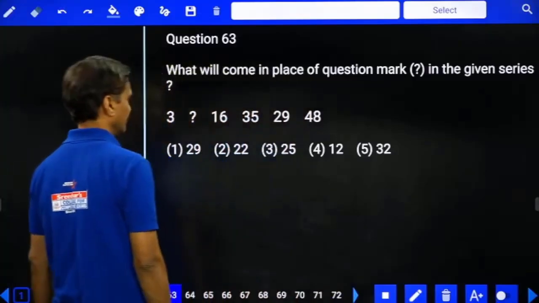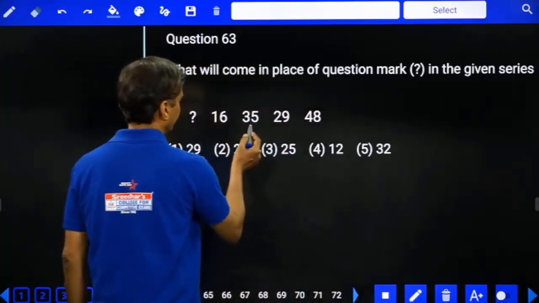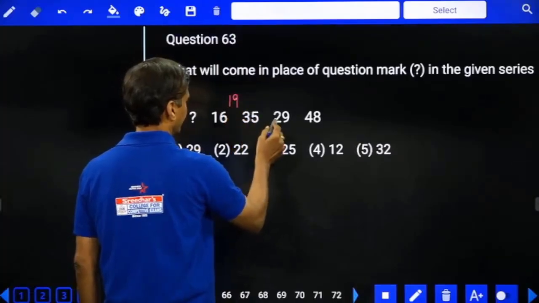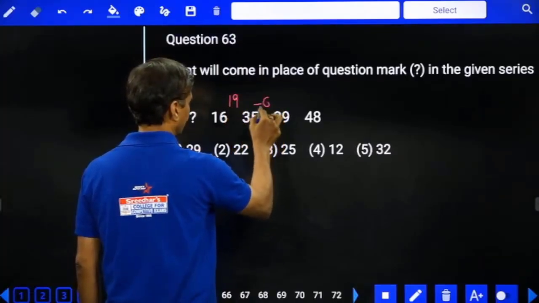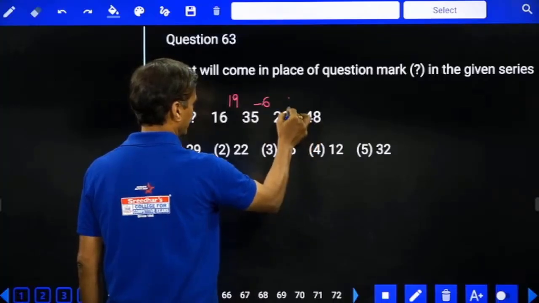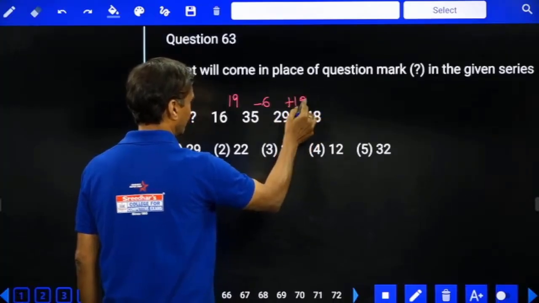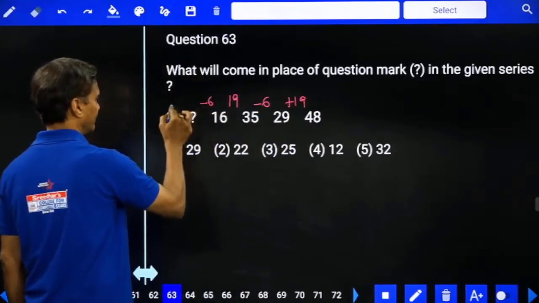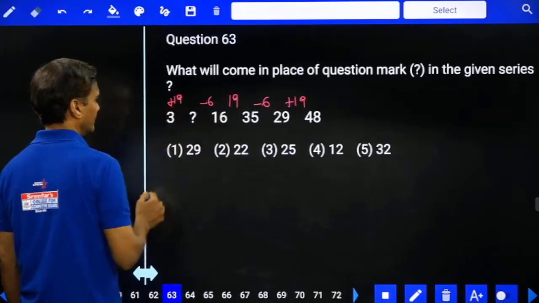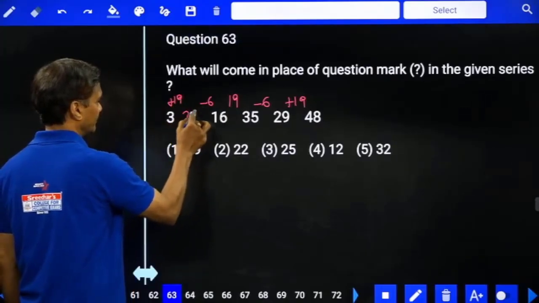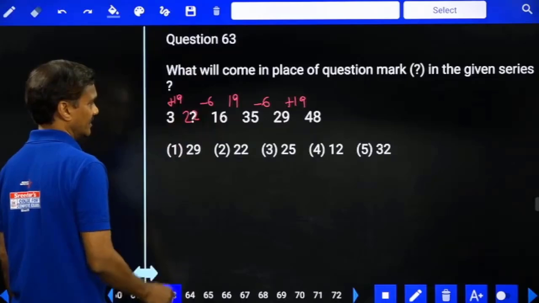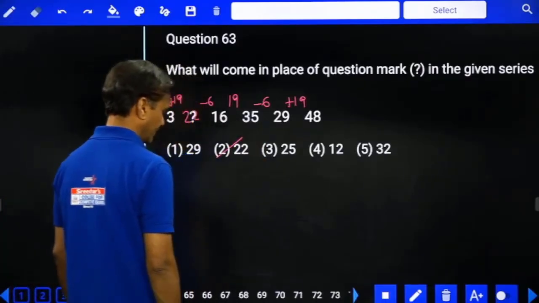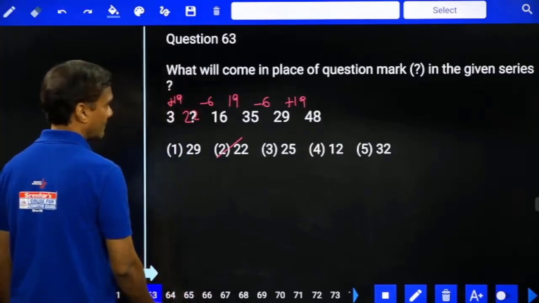Then the next one, 63. Now 16 and 35, here the difference is how much? 19. Now 35 and 29, here the difference is how much? Minus 6. 29 and 48, here the difference is how much? 19. Plus 19, minus 6, plus 19, minus 6. Now here minus 6 and plus 19. 3 plus 19, 22, 22 minus 6 is 16. Hence, what is the number missing out here? 22, choice 2, 63. The next one, 64.